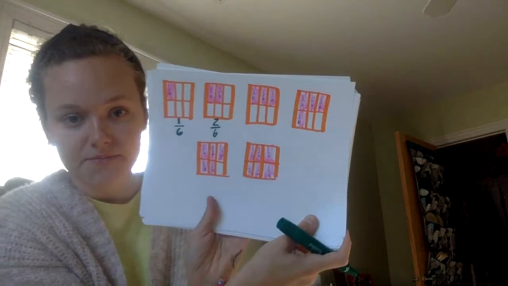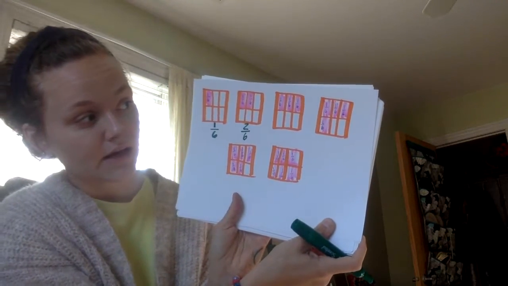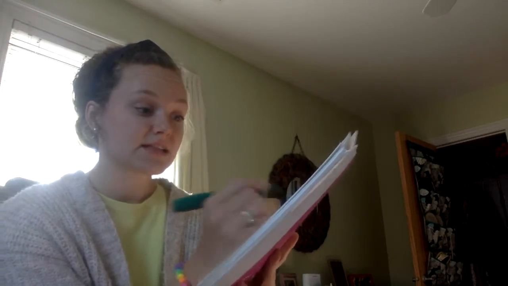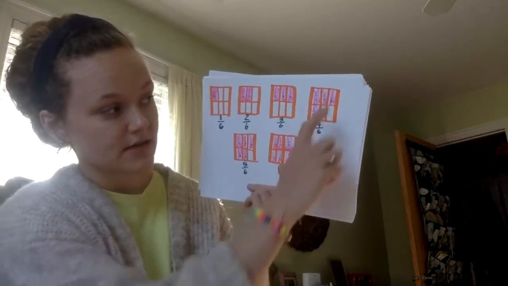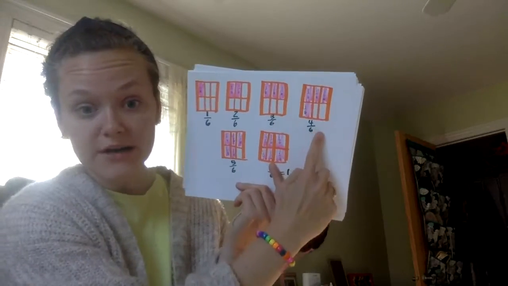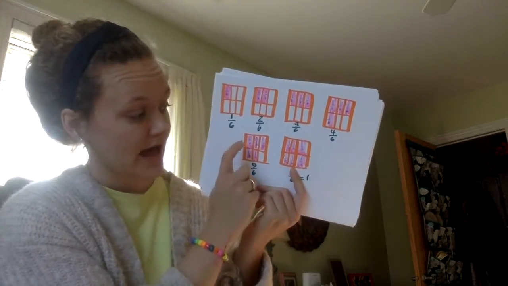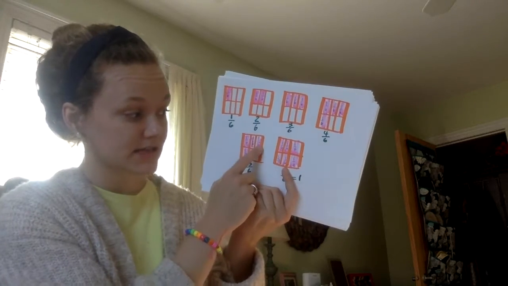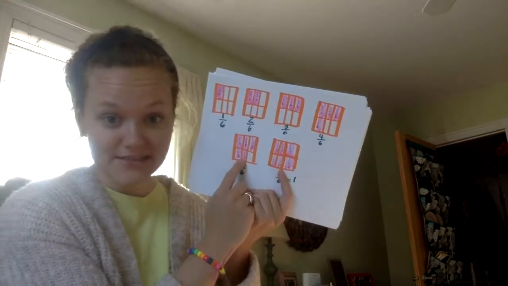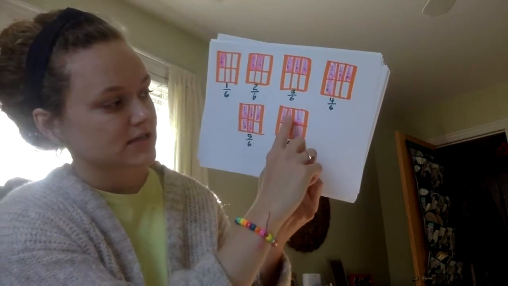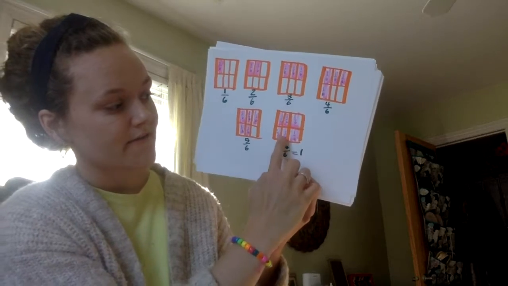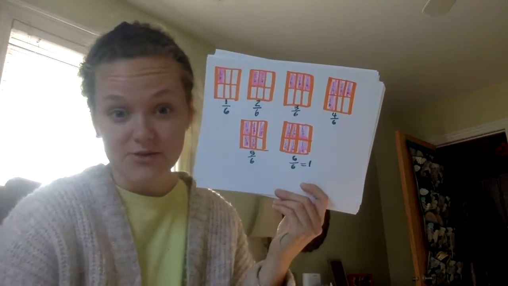What about the next one? I have 3 of the 6 shaded in, which would be 3/6. I'm going to pause it and do the rest, and then I want you guys to check your work. All right, so the next one, 4/6 is shaded in. Then I have 5/6 shaded in. It looks like that. And then my last one, 6/6, which also just equals 1.